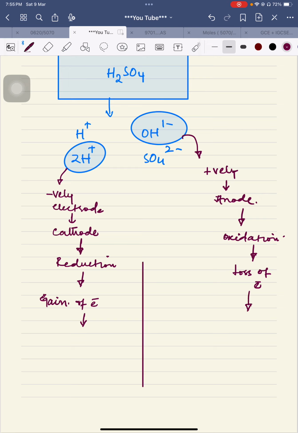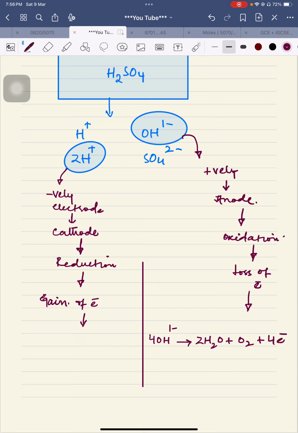Guys, let me inform you very clearly that this equation of OH- is of high importance. Sometimes in the ATP paper, the examiner has asked to write this equation for 2 marks. It is so important, and it is important to write the state symbols as well. Always write aqueous with every ion because all the ions are in the aqueous state. So what will be the equation for OH-? It will be 4OH-(aq) → 2H2O(l) + O2(g) + 4e-.